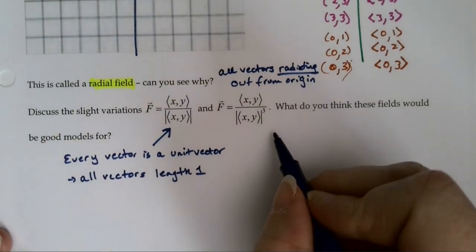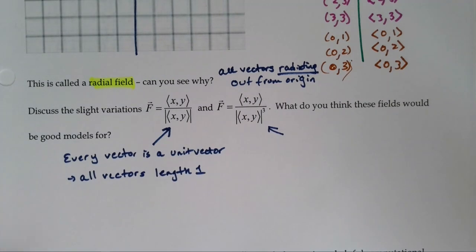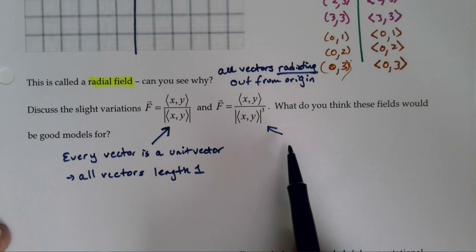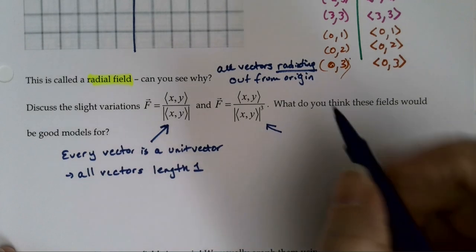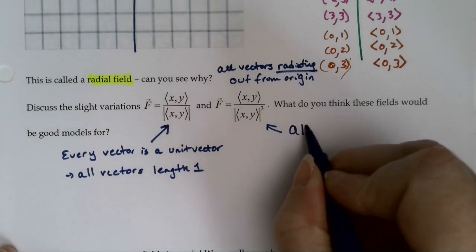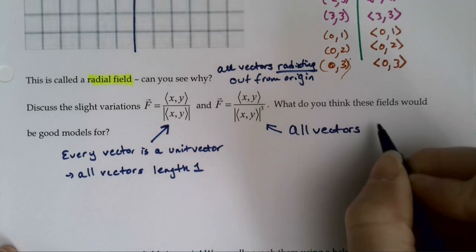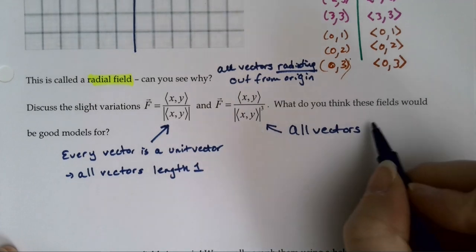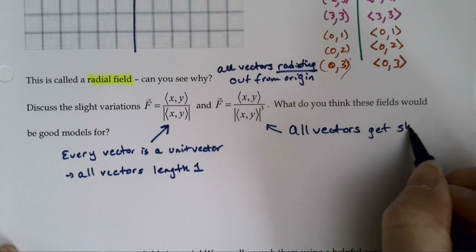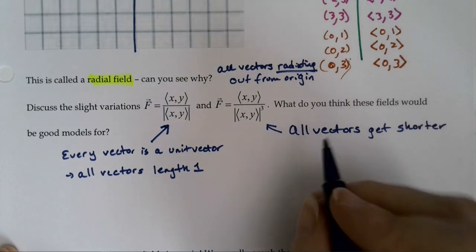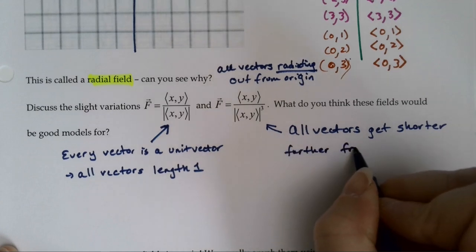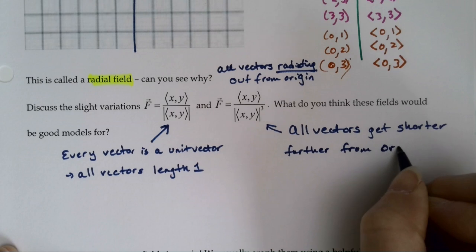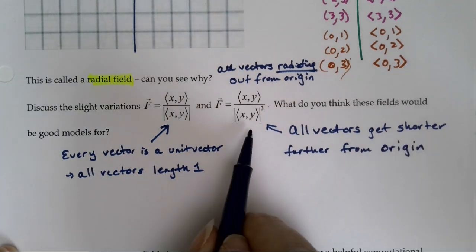And then this one would have all the vectors shorter than that because you're dividing by the cube of the magnitude. So let me write this: all vectors get shorter the farther we are from the origin. Because the distance becomes a large number, and then you're dividing by the cube of that distance.